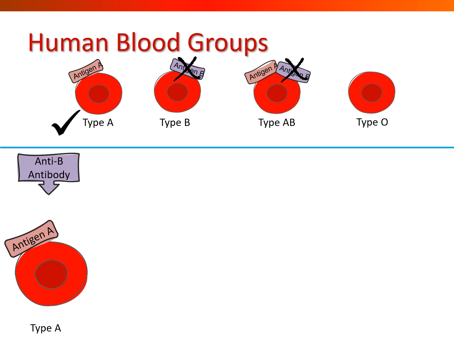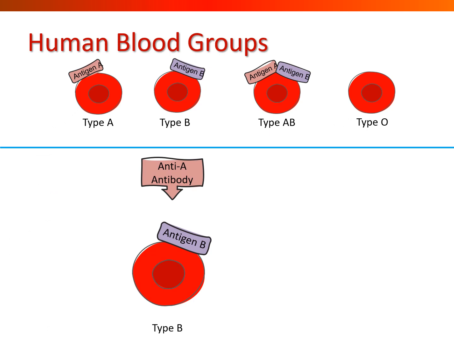All right, what about type O blood? Well, type O blood doesn't have either antigen A or antigen B on it, so it can actually go here just fine with no reaction. So when we look at what we've got here, type A blood can take from type A or from type O. Let's take a look at another one.